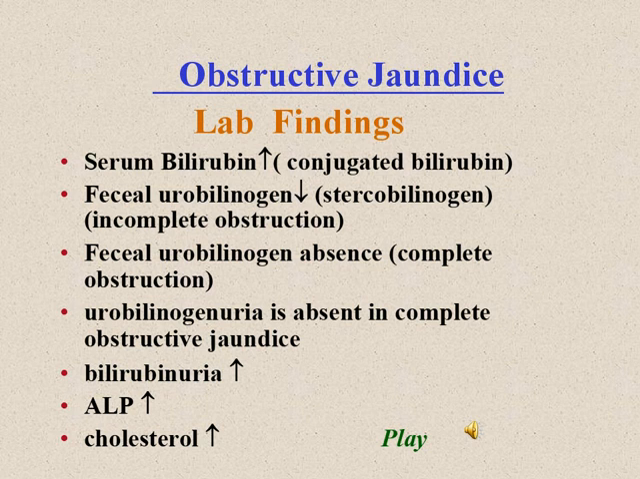Once again, the lab findings: serum conjugated bilirubin increases, blood alkaline phosphatase level drastically increases, cholesterol level increases, and urine and fecal urobilinogen, that means the stercobilinogen and the urobilinogen, are completely absent in complete obstruction. Bile pigment, that means bilirubin, is present in urine, and also bile salt is present.